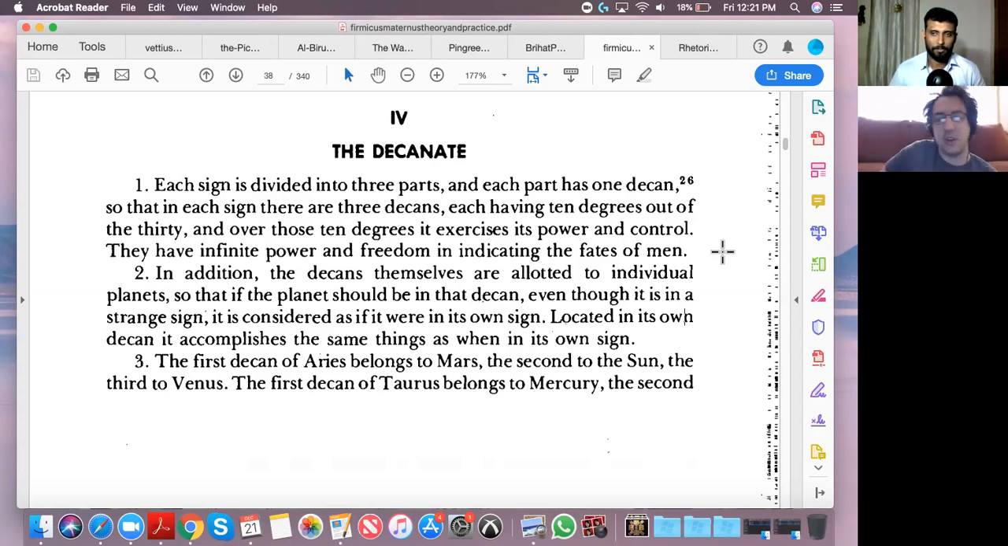And I'm just mentioning all of this for completeness. So, as far as interpreting them, it's pretty much that if a planet's in its own decanate, you want to pay attention to that.